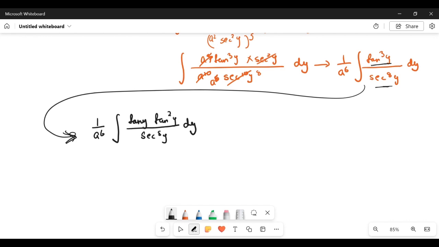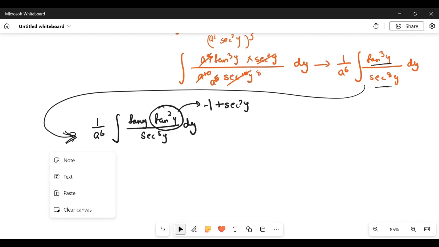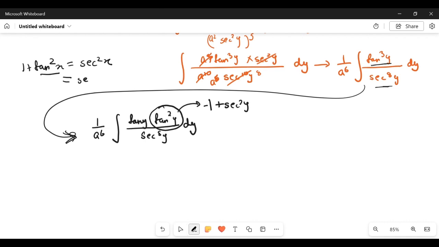Okay. Then what we can do is write this tan square y as minus 1 plus sec square y, right? Because if you see, 1 plus tan square x is equal to sec square x, so tan square x is equal to sec square x minus 1. Tan square x is equal to sec square x minus 1. So that is what is here.